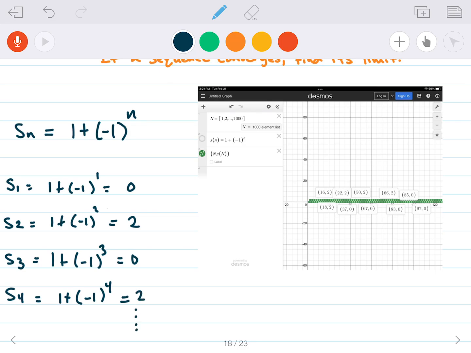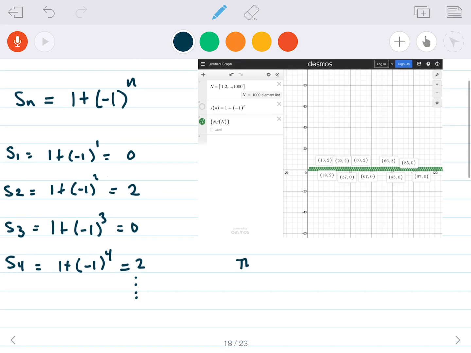So basically, we're oscillating between 0 and 2. So the question is, does this converge? Can we make n as large as we like and have this thing approach a fixed value? And the answer is no, because of this oscillation, right? If I say that as n goes to infinity, this thing goes to 0, well, that's not true, because I can find a number 1 greater than that will go to 2. You see what I mean? So this thing does not converge.